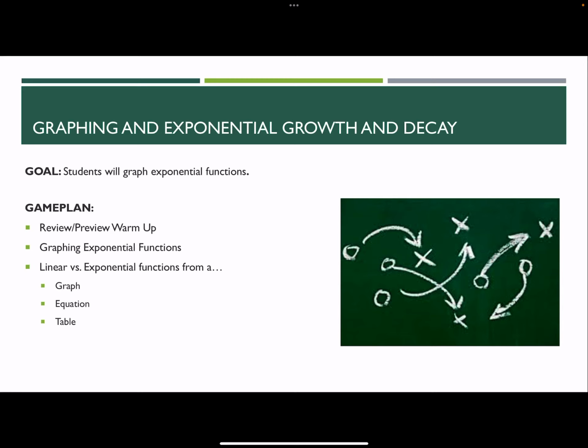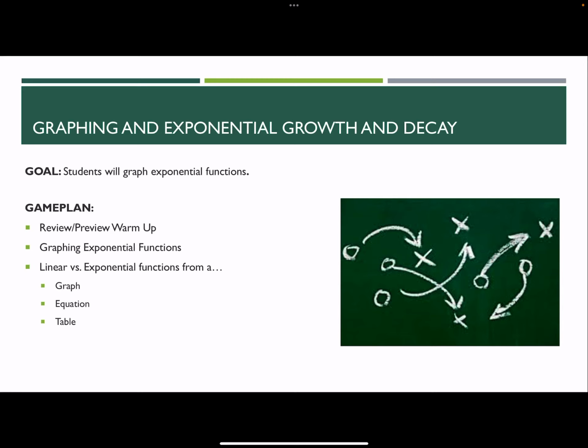Welcome. Today we're going to talk about exponential functions, and we're going to graph exponential functions ultimately, and then identify, given a graph, equation, or table, whether or not a function is exponential or linear.